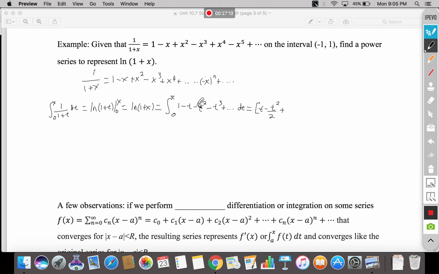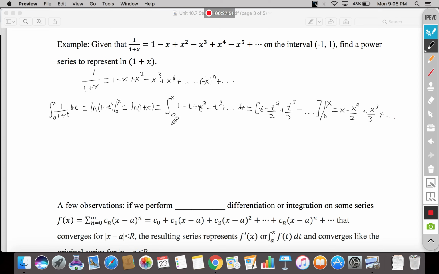1 minus t plus t squared minus t cubed. Taking the antiderivative of 1 gives me t. Antiderivative of t gives me t squared over 2, plus the antiderivative of t squared gives me t cubed over 3, minus, and so on and so forth. I'm going to evaluate this from 0 to x, which gives me x minus x squared over 2 plus x cubed over 3, and so on.